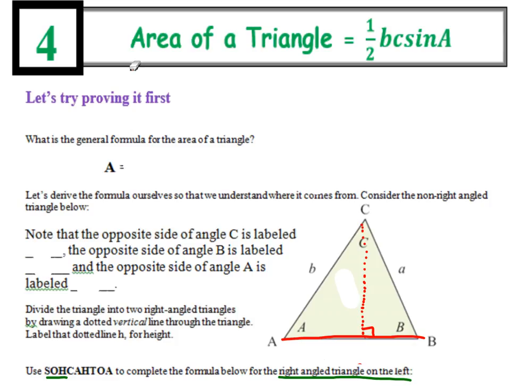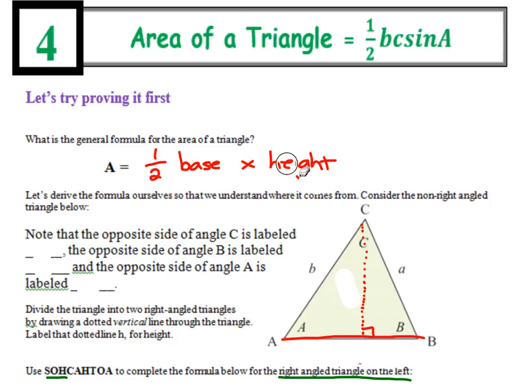So let's first of all try by proving the area of a triangle. I'll just show you a little proof behind why this formula, half bc sin A, actually works. To do the proof, we're going to use the general area of a triangle, half base times height, and we'll also be doing a bit of SOHCAHTOA to prove that this formula is correct. So what's the general formula for the area of a triangle? You probably know already that it's half base times height, or you might have said base times height divided by 2, that's okay as well.